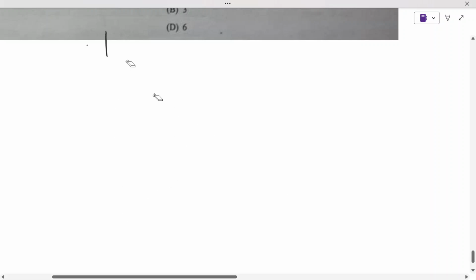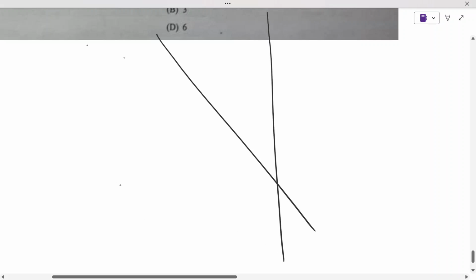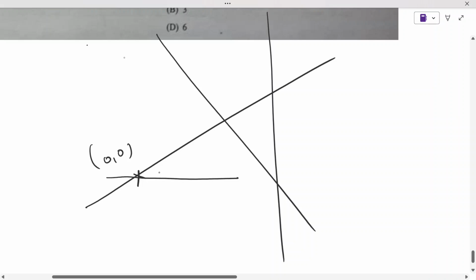Let's not view the coordinate axis first. Let's say this is this line, this is this line, and a line is passing through the origin. So let's say this is 0, comma 0, and this angle is, let's say, theta. This is A, and this point is B.